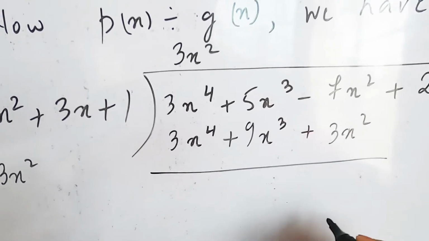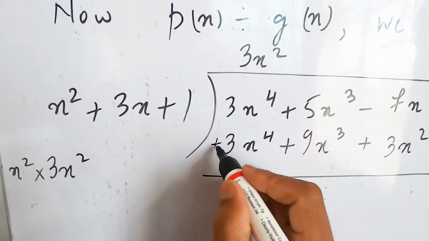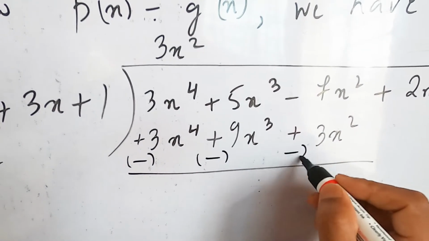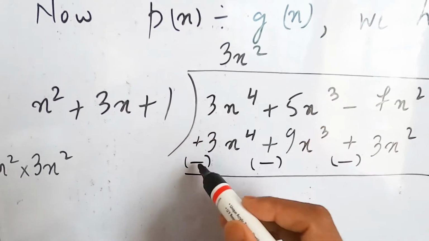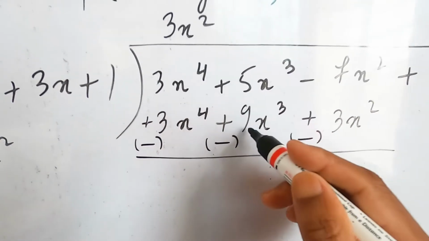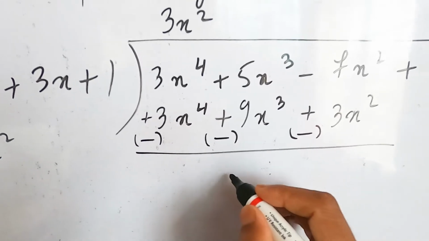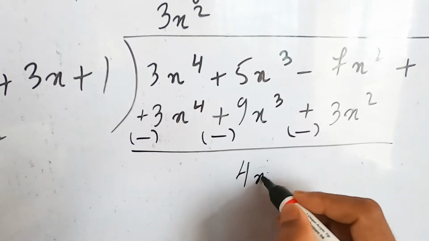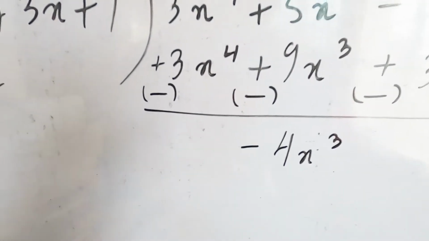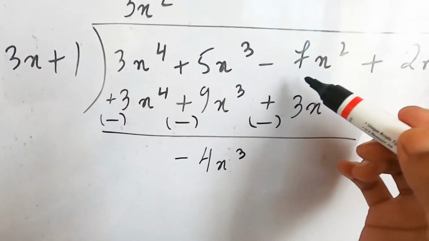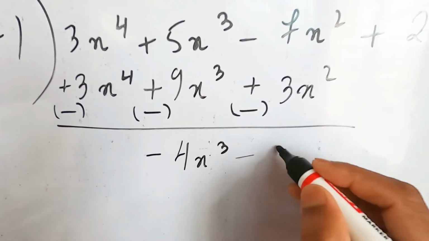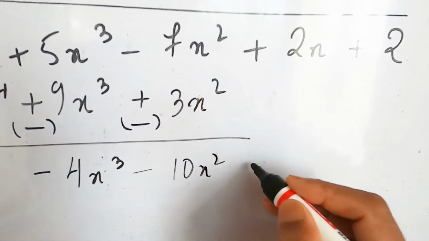All right, so next what we will do is we will use sign convention. So if this is plus, this will be minus. If this is plus, this will be minus. If this is plus, this will be minus. So 3x^4 minus 3x^4, they will get cancelled, 0. So 5x cubed minus 9x to the power 3, so it will be 4x cubed. So in this case 9 is bigger than 5, so the sign will be negative. All right, now next 7x cubed minus 3x cubed will be minus 10x cubed, so you drop down plus 2x.